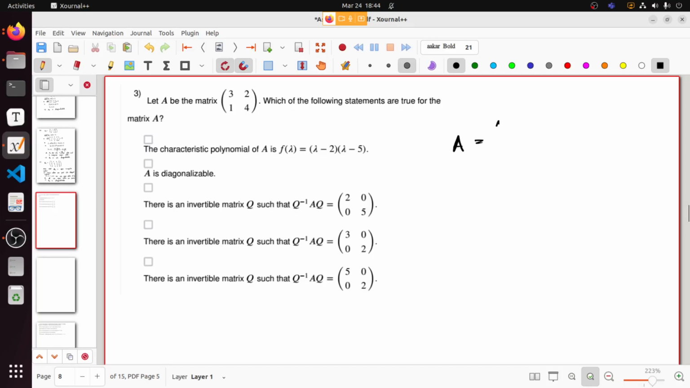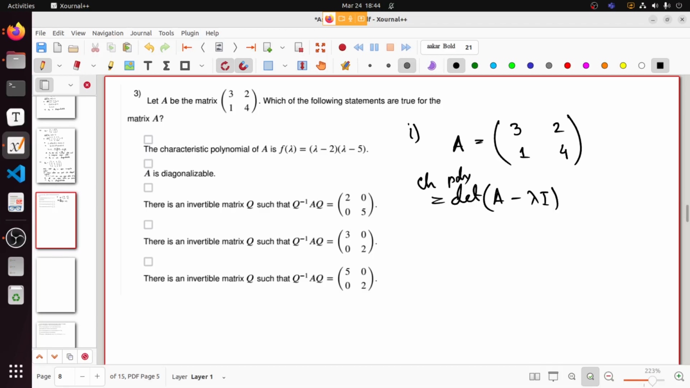So A is [[3, 2], [1, 4]]. So we are doing option number 1. What is the characteristic polynomial? You have to compute the determinant of A minus lambda I, right? So this is the characteristic polynomial.